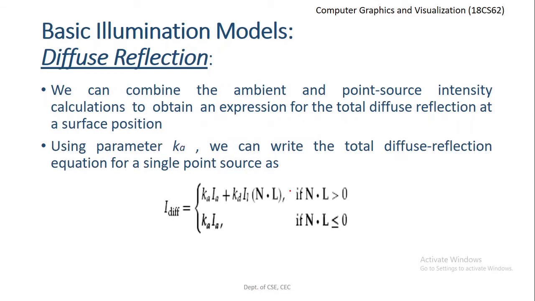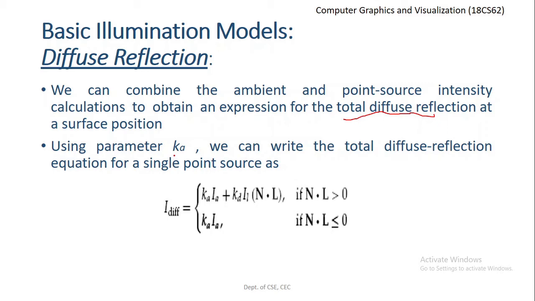Now we can combine the ambient and the point source intensity calculations to obtain an expression for the total diffuse reflection at a given surface position. Till now, whatever diffuse reflection we have calculated was one part of the diffuse reflection. In order to calculate the total diffuse reflection, we need to consider the ambient and the point source intensity as well. Let us see how we can do that.